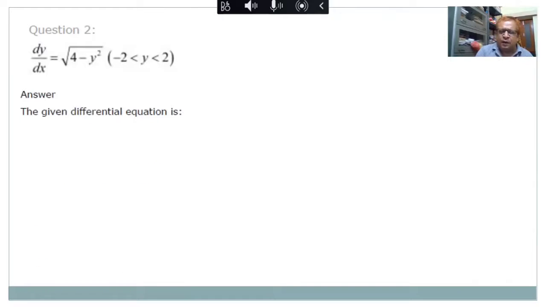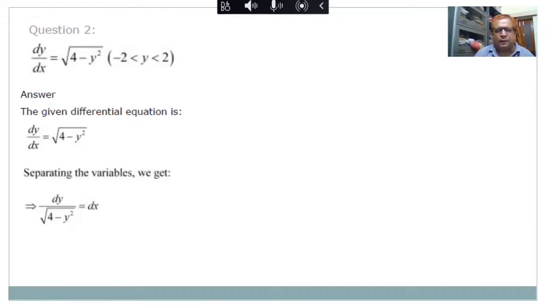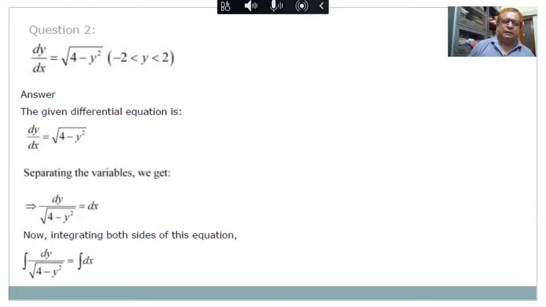So what do we do? The equation is this one. Separating the variables, it becomes dy upon square root of 4 minus y square is equal to dx. If you know the integration of one upon square root of a square minus x square, then we can find it. Integrating both the sides, we get integration of dy upon square root of 4 minus y square is equal to integration of dx. So how does it work? Sine inverse y upon 2. It is the formula that integration of dx upon square root of a square minus x square is equal to sine inverse x upon a.